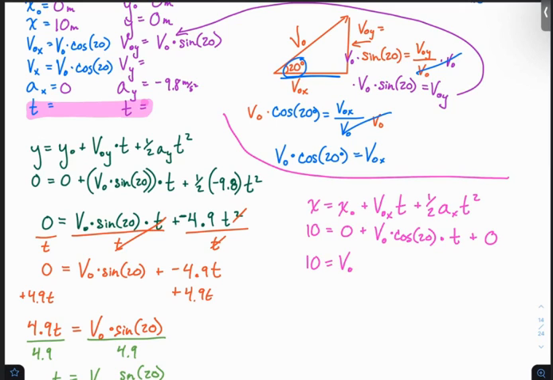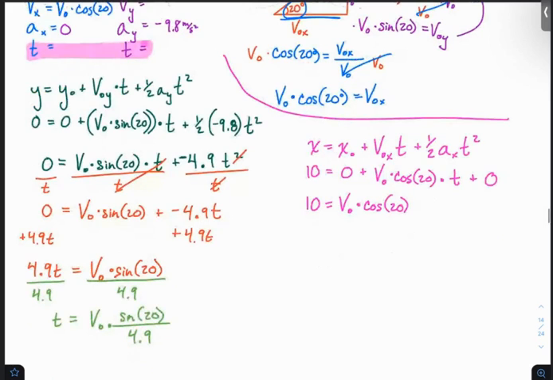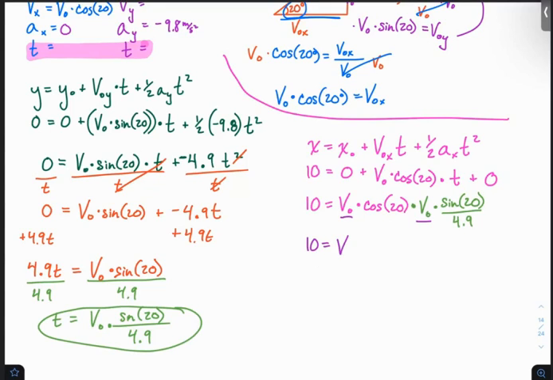All right, so this next part is weird. I'm going to put this part the same. But then instead of times time, I'm going to use what I just got over here in neon green. And I'm going to put that here. So times time, but it's going to be v naught times sine of 20 degrees divided by 4.9. Ugh, that's gross. So I'm going to rewrite this. So this is 10 is equal to, and I'm going to go v naught times v naught is v naught squared times cosine of 20 times sine of 20 divided by 4.9.